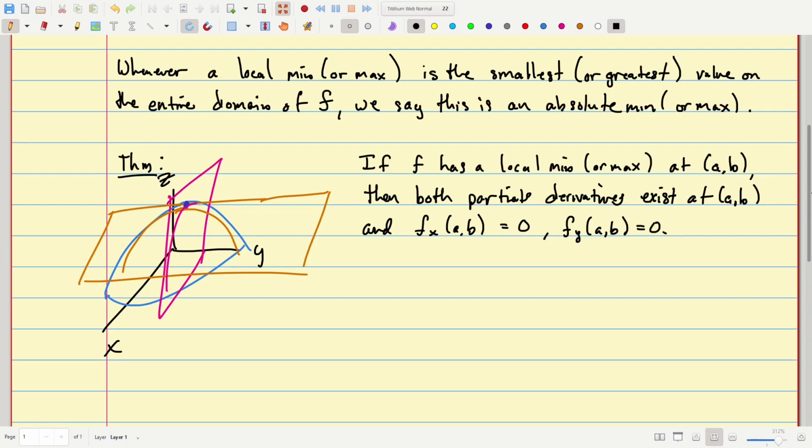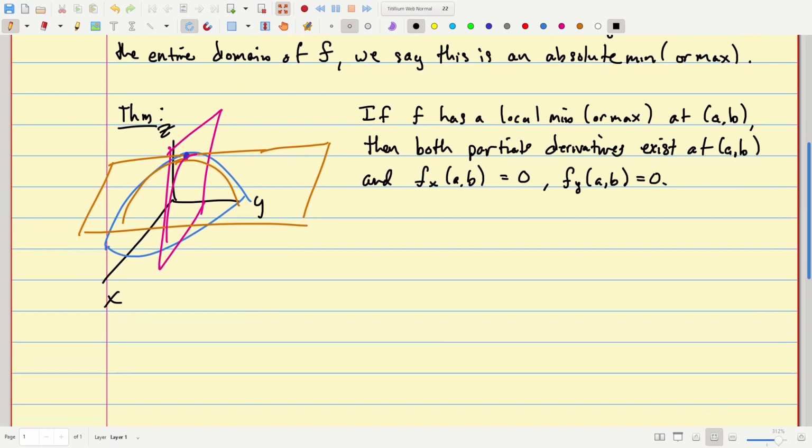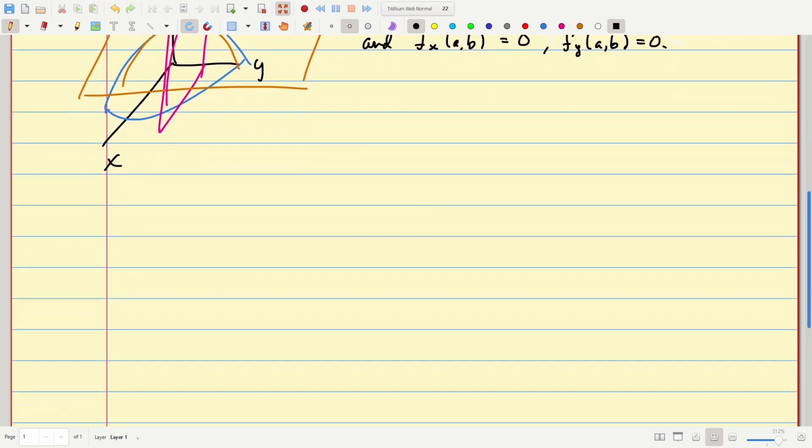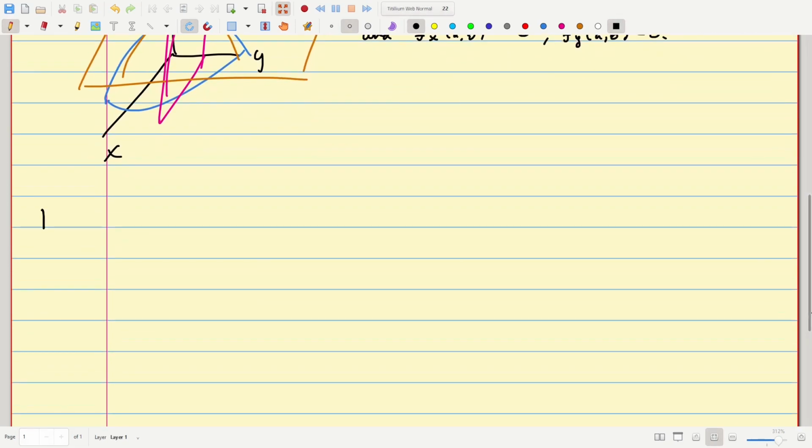Because in order for the surface to have a local min or max, all of the first partial derivatives have to also have a local min or max along the curves representing the intersecting planes. All right. So let's do an example.